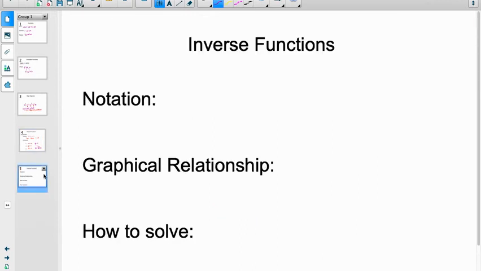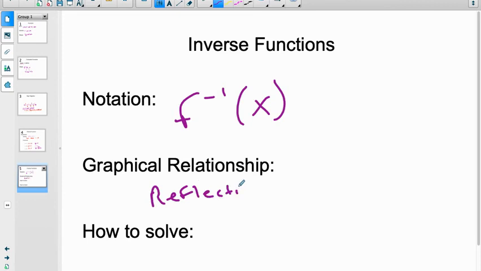Inverse functions, the notation for that is f inverse of x. The graphical relationship is that they're going to be a reflection over the line y equals x. So graphically, it would be a reflection over the line y equals x.